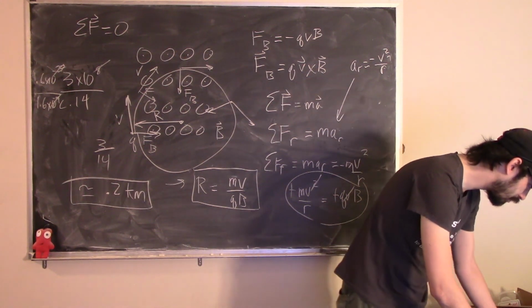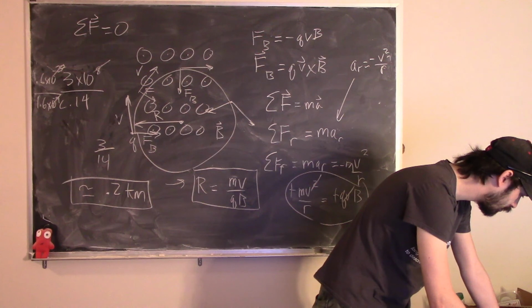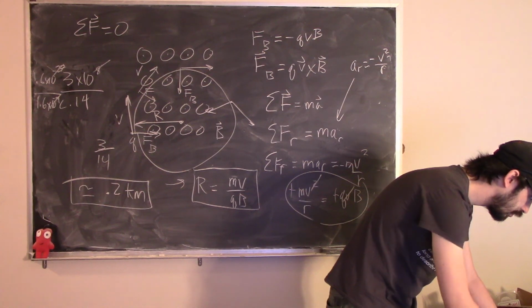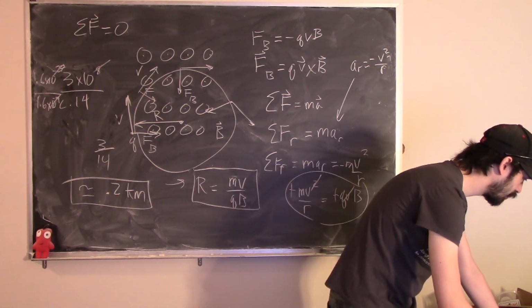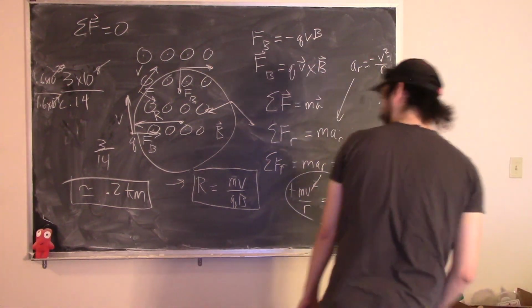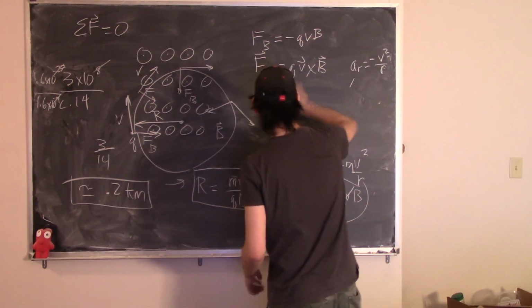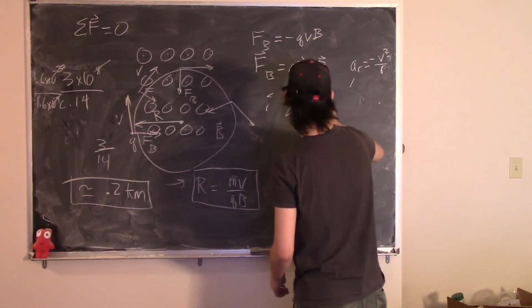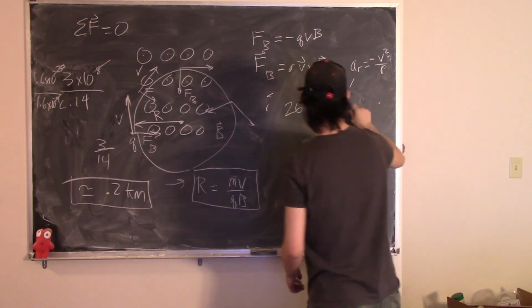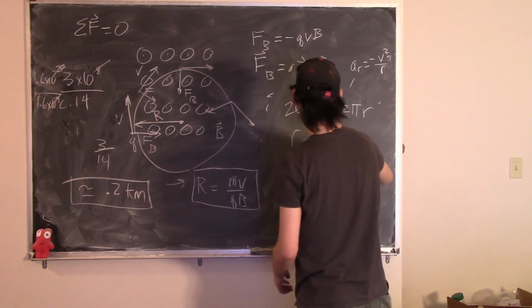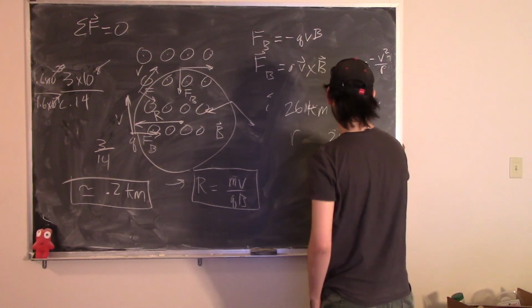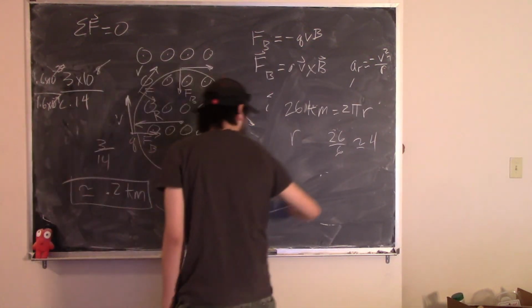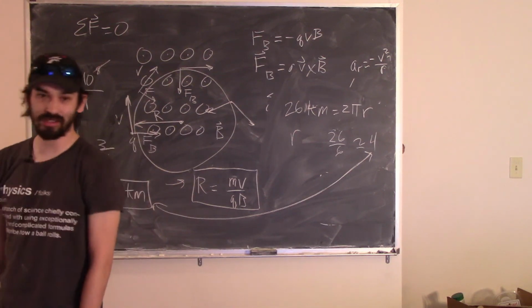I don't care about the circumference. I want to know what the radius is. Okay, you're not going to give me the radius, but we can find out. So this is 26 kilometers. 26 kilometers is equal to 2 pi r. So the radius is going to be 26 divided by 6, which is about 4. So here's where relativity matters.